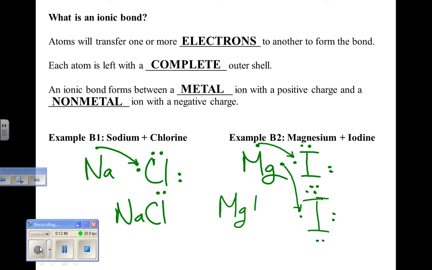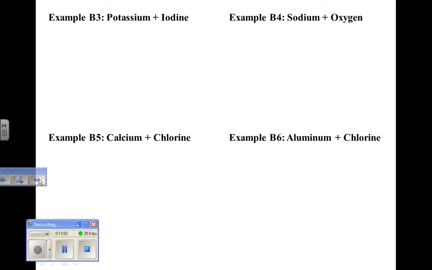All right, we got some more: potassium and iodine. Potassium's in group 1, so it has 1. Iodine, we should get to the point where we don't even need to look anymore. How many for iodine? 7, because we've already done iodine. Okay, so what's going to happen? Potassium is going to transfer its electron to iodine, and what's the chemical formula? KI.